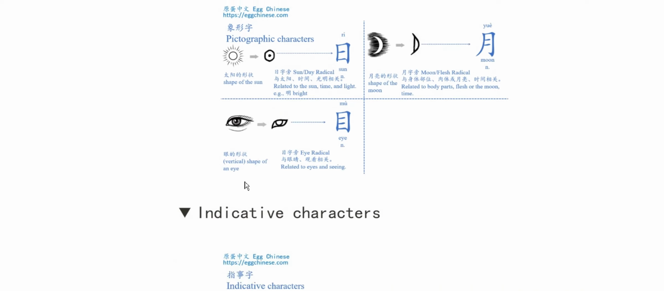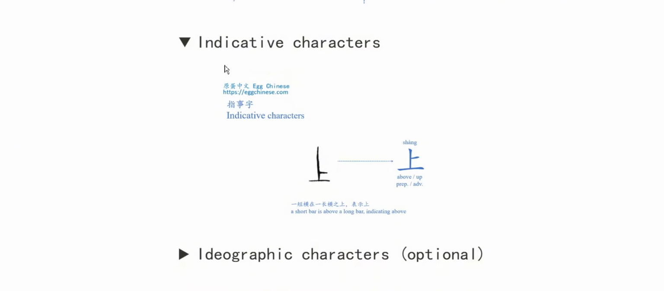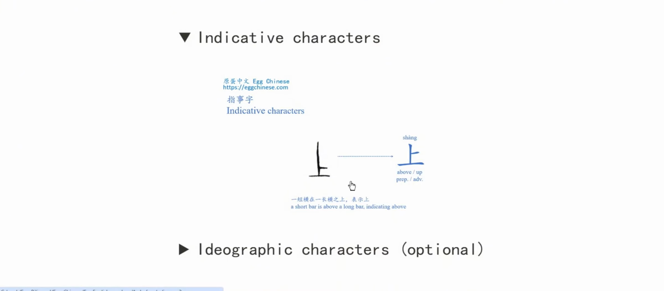Okay, let's move on to the next type, indicative characters. For example, in this character, a short bar is above a long bar, a baseline. The long bar is a baseline. So a short bar is above the baseline. So this character indicates above. The meaning of this character is above or up. So this is an indicative character.